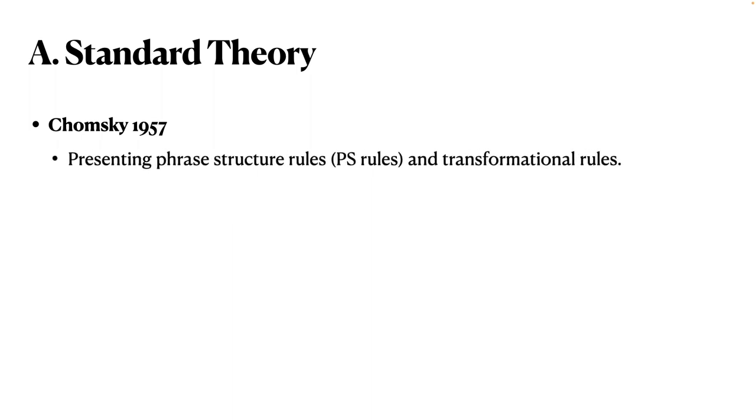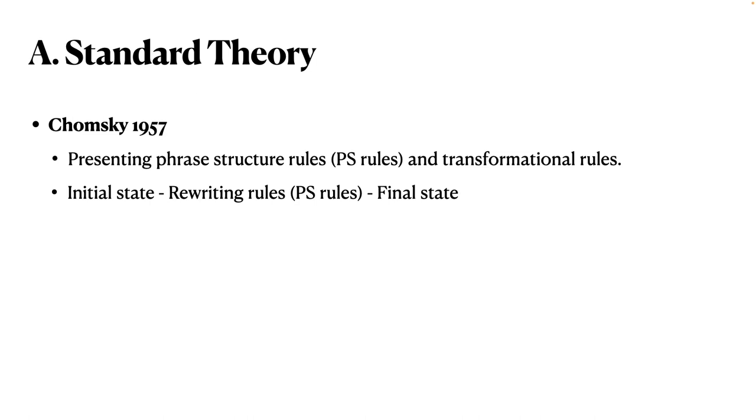Now, we are going to overview the development of generative grammar, starting with the standard theory. In Chomsky 1957, the starting point of the standard theory, he points out the limitations of finite state grammar and presents phrase structure grammar and transformational rules. Chomsky compares humans to machines that generate grammatical sentences, but not ungrammatical sentences.